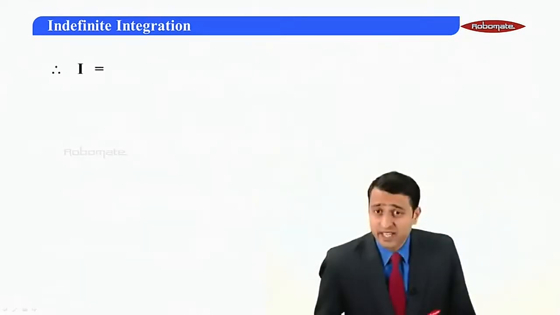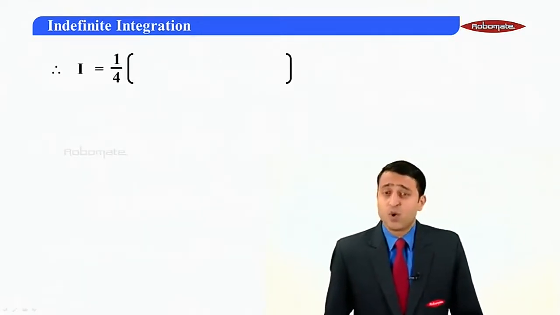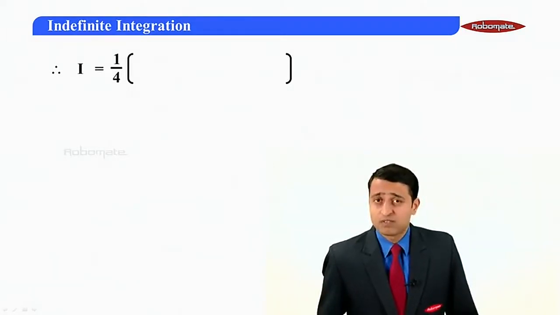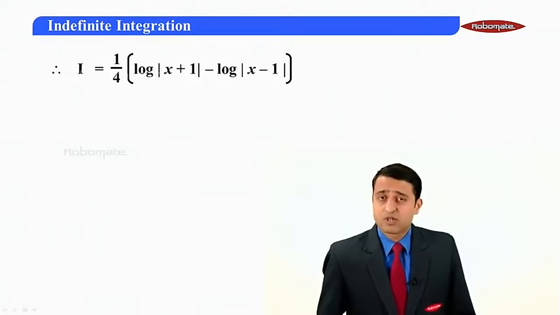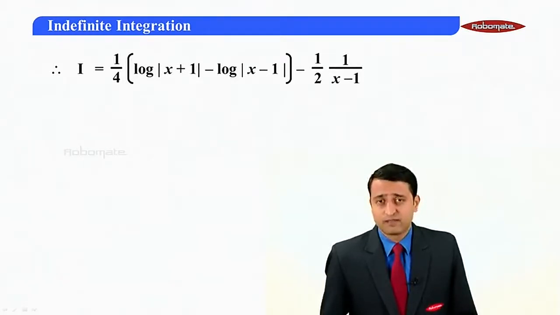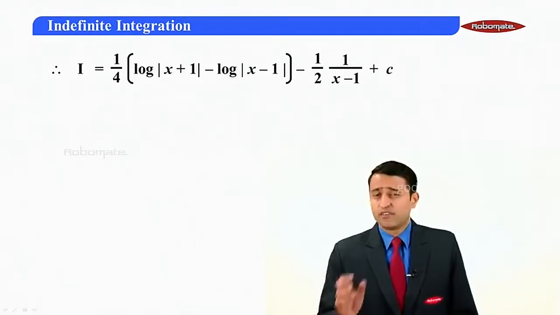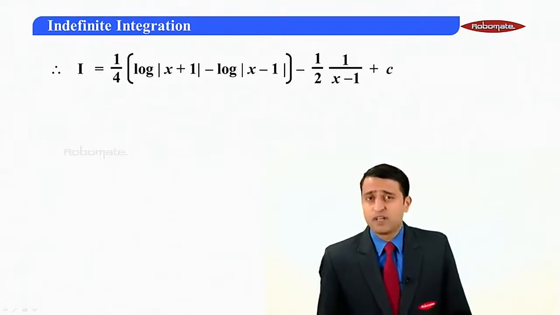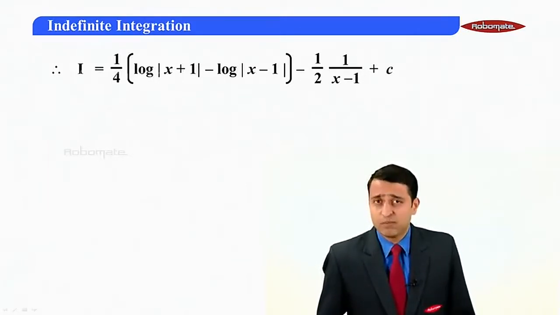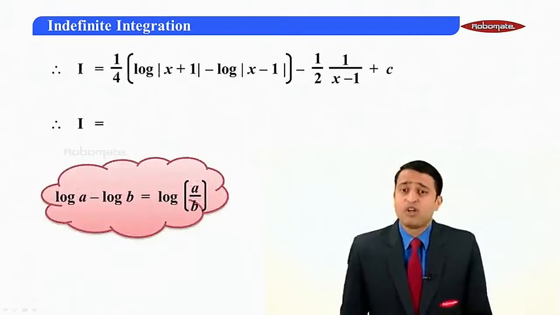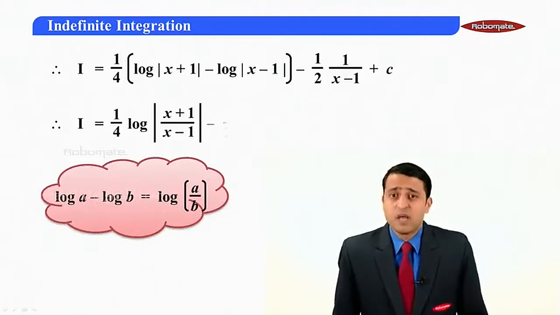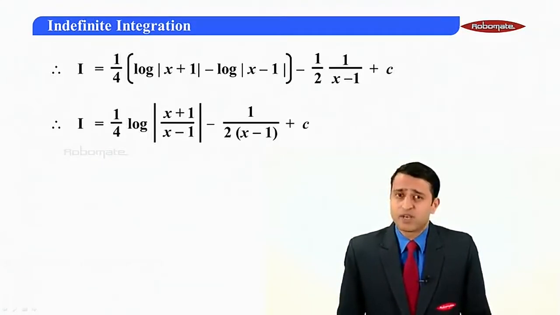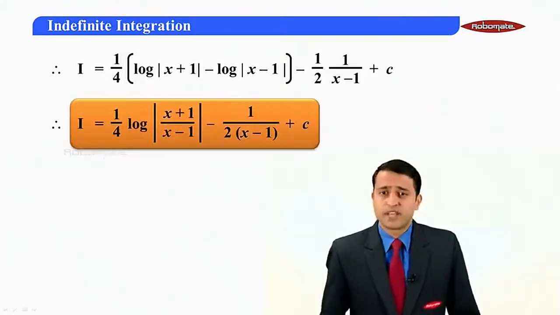Now let us simplify the answer, my dear students. What we'll get is 1 by 4 will be common to the last two terms, right? So what we'll get is 1 by 4 log mod of x plus 1 minus log mod of x minus 1 minus of 1 by 2 into x minus 1, correct? Plus c has to be there. Now the first two terms here have a 1 by 4 common. They are of the form log a minus log b. So let us write that as 1 by 4 log mod of a by b. So log mod of x plus 1 upon x minus 1 minus of 1 by 2 into x minus 1 plus c. No further simplification possible.